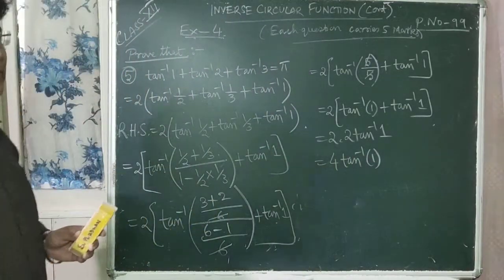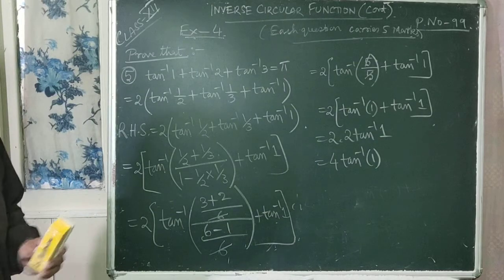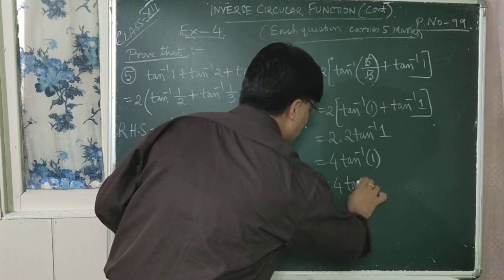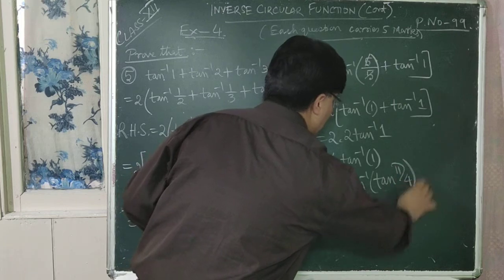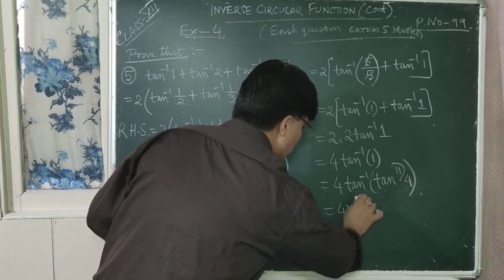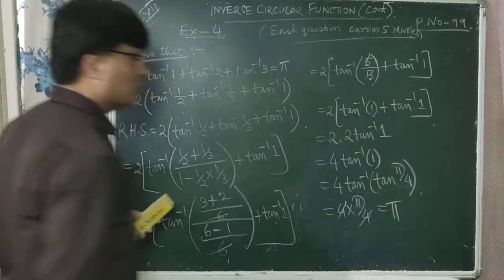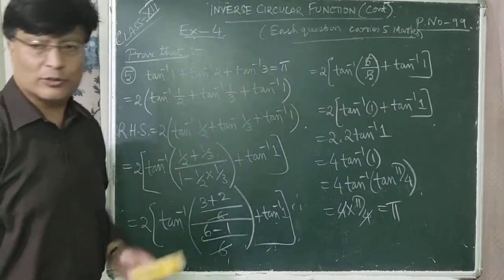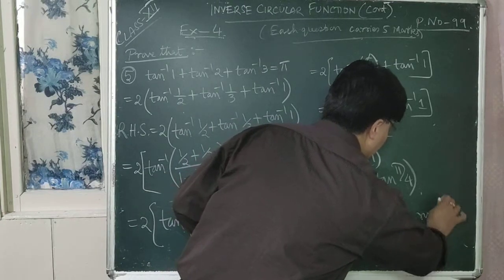Now since there is tan inverse, you can write 1 in terms of tan. So tan of which angle is 1? It is tan pi by 4. So which is equal to 4 tan inverse, within bracket you can write tan pi by 4. Is that clear? So which is equal to 4 into pi by 4. 4 gets cancelled, which is equal to pi. So we have proved this third expression is equal to pi. Right? So it is also proved.